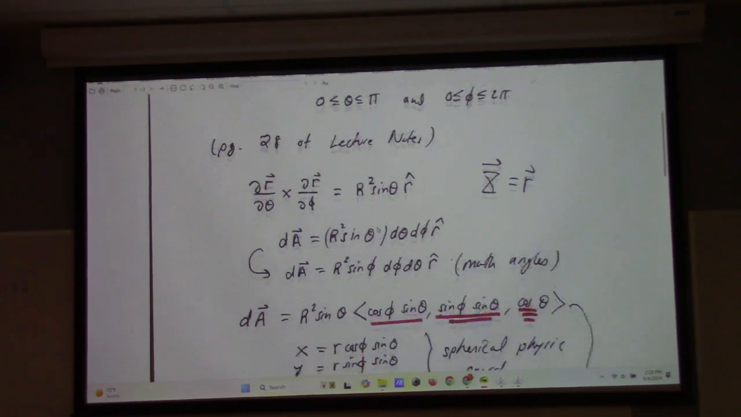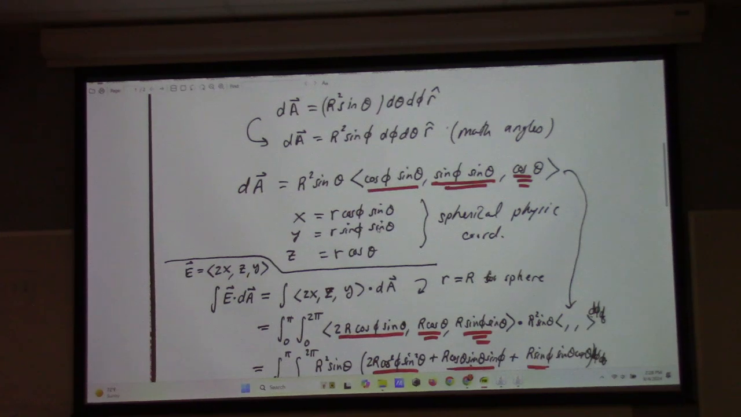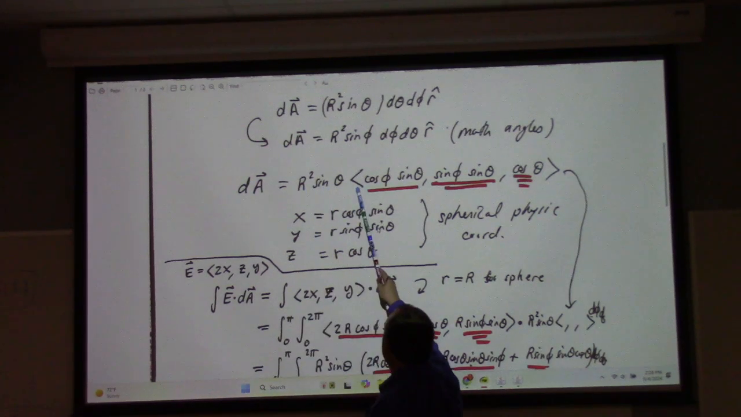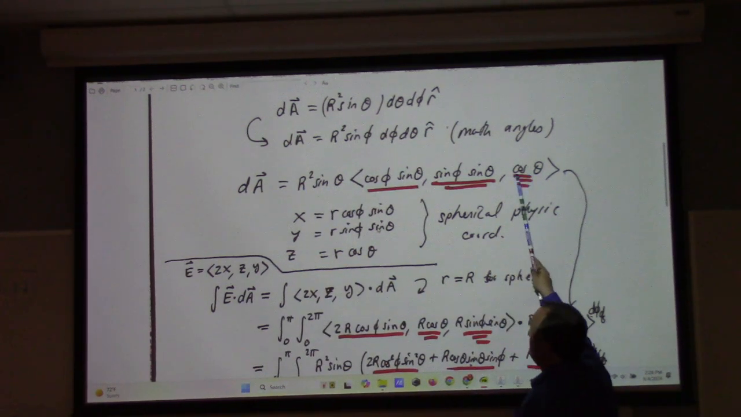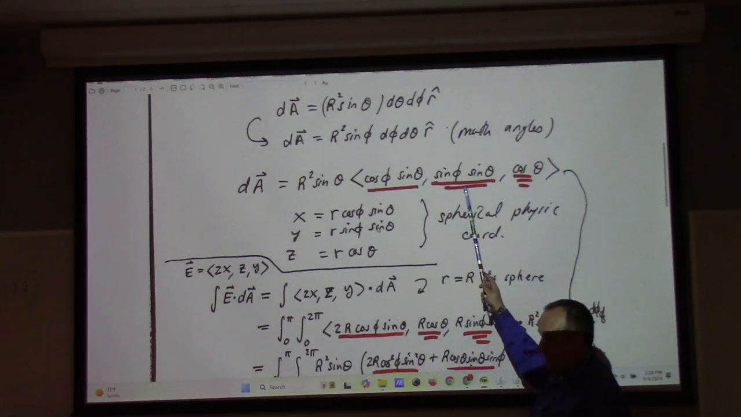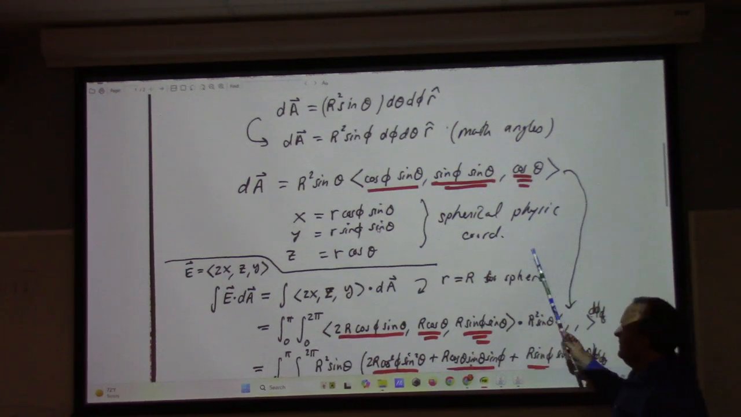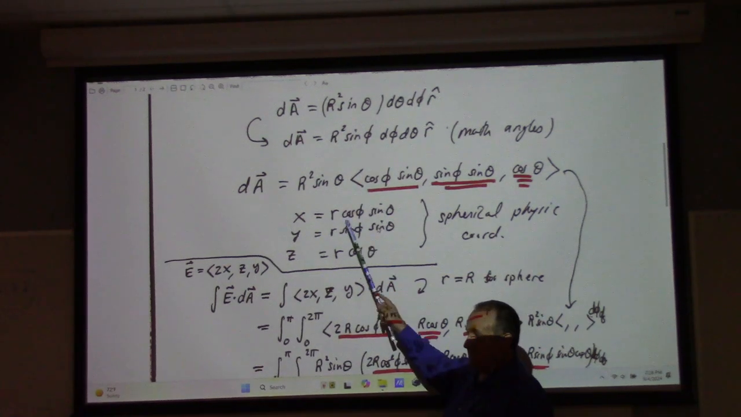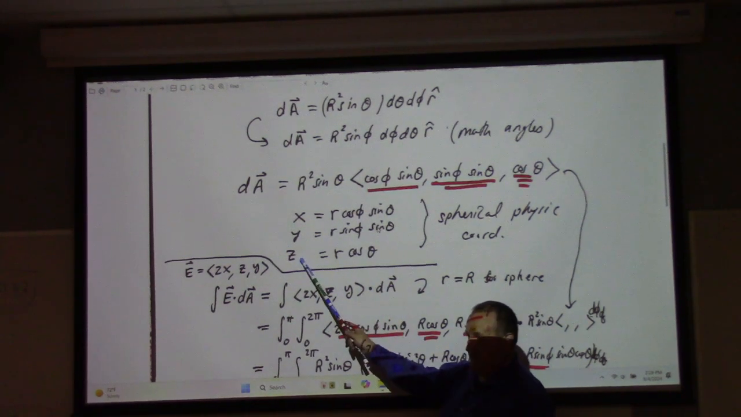So this is the infinitesimal area element for the sphere. You got your r squared, I'm back to my physics coordinates, r squared sine theta, and then this is a unit vector that points radially outward, okay? That's the r hat. These formulas are basically linked to putting x equal to this, y equal to that, and z equal to that.